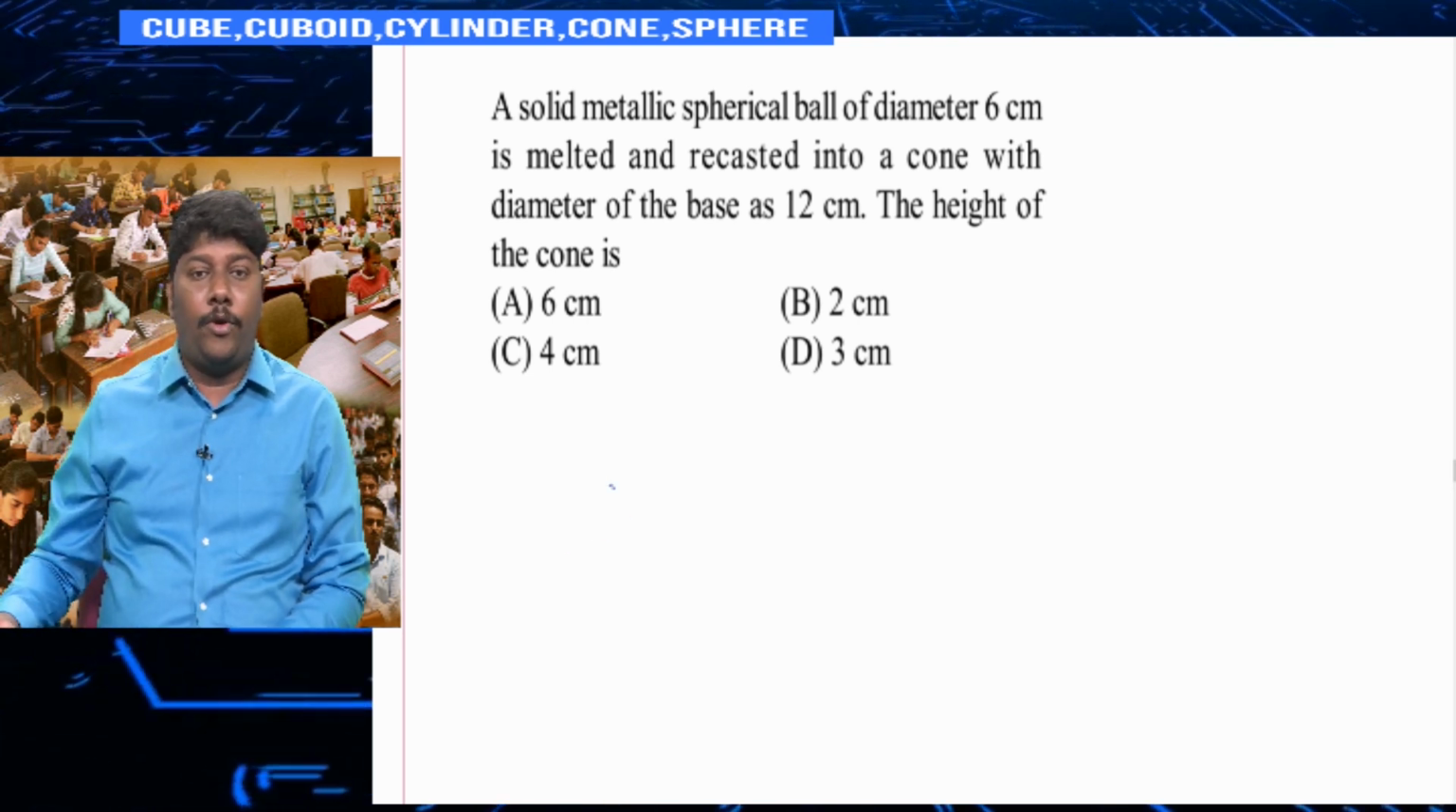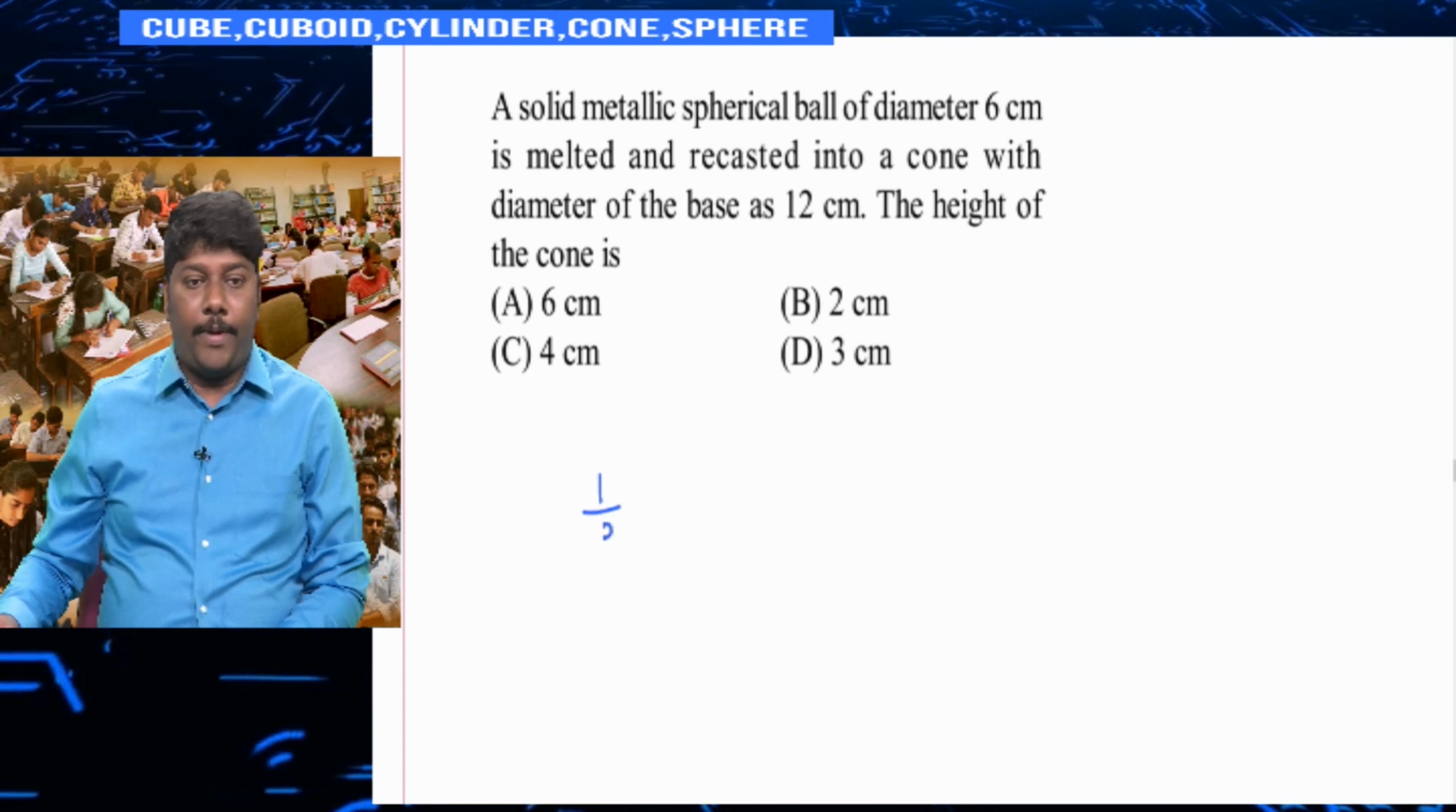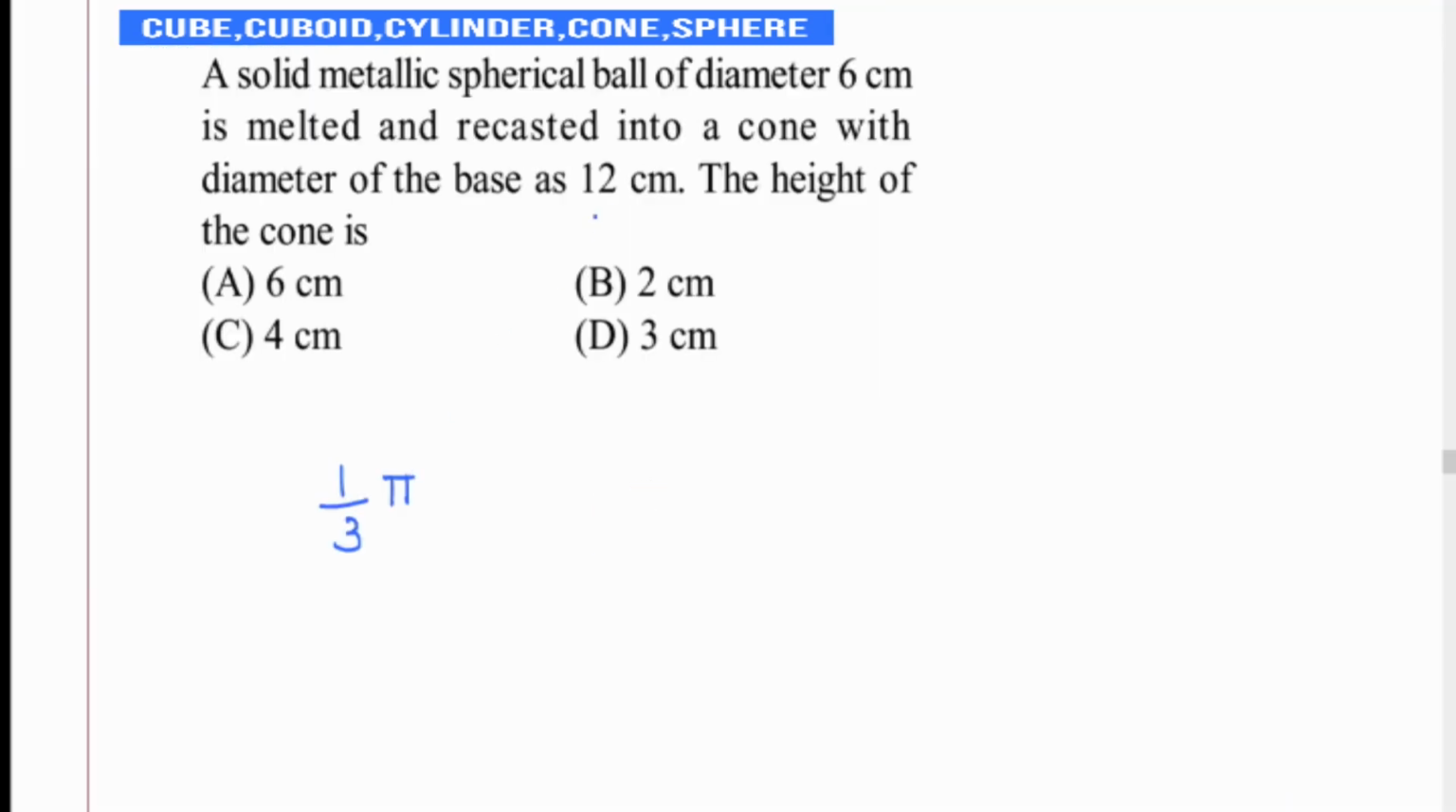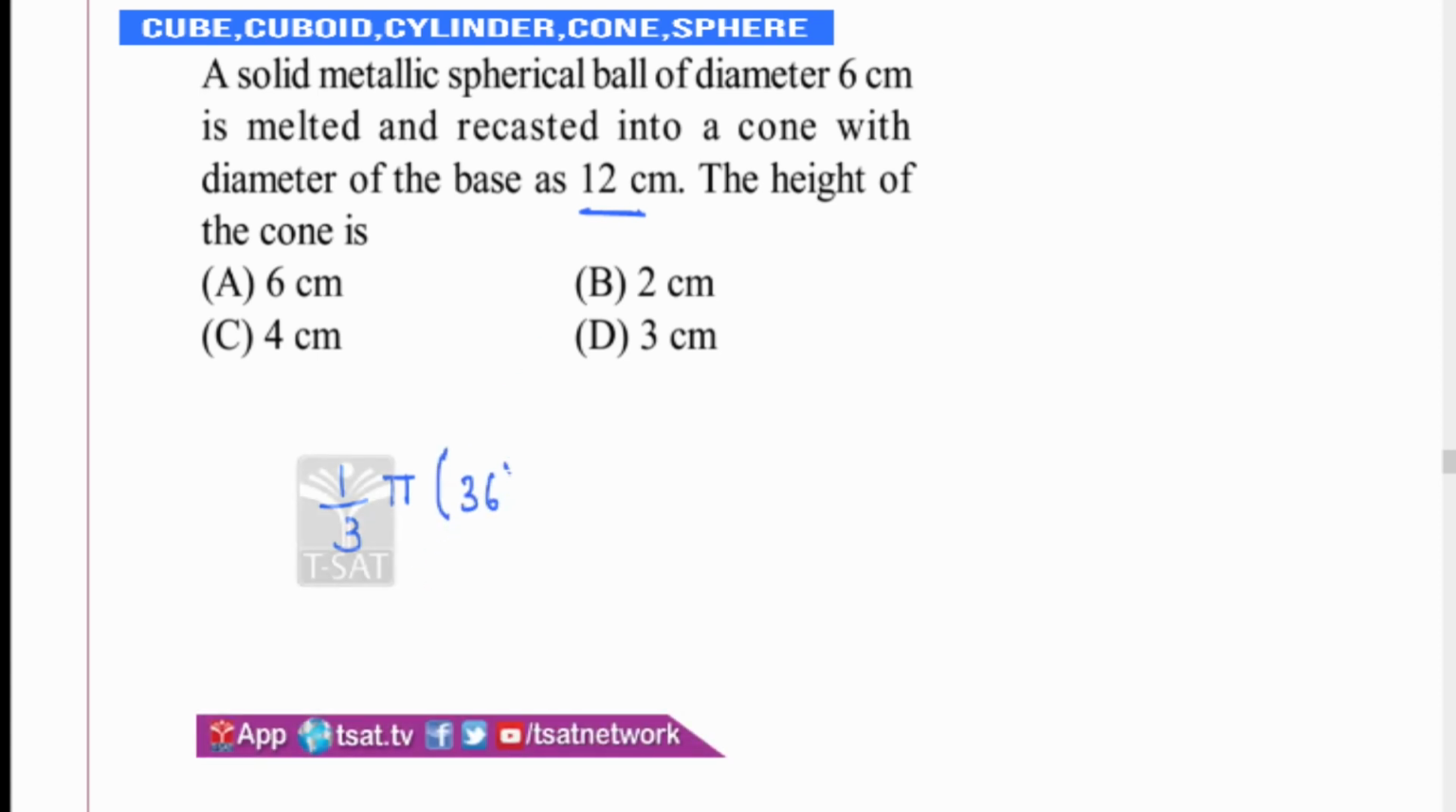So write down the volume of the cone first. 1/3 of pi r square h. Base diameter is 12, means radius is 6. Therefore 6 square is 36, into height, is equal to the spherical ball, which is 4 by 3 pi r cube. Diameter is 6, radius is 3. Therefore 3 cube is 27. 3 and 3 cancel, 3 pi by 3 anyway cancelled. This, I would say, 9/4s are 9/3s are. 4 also cancels. Height is equal to 3 centimeters.